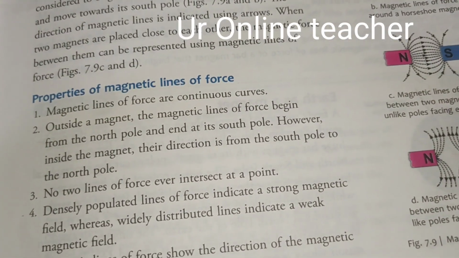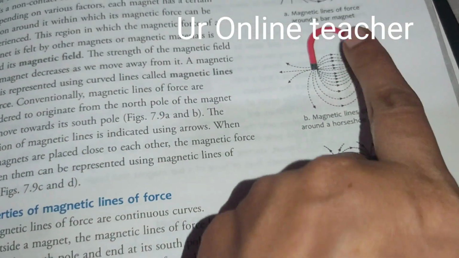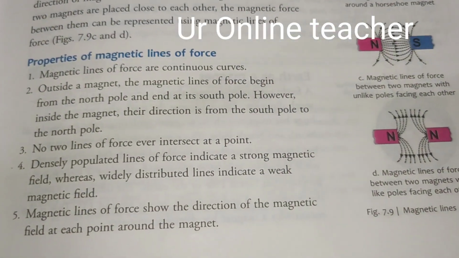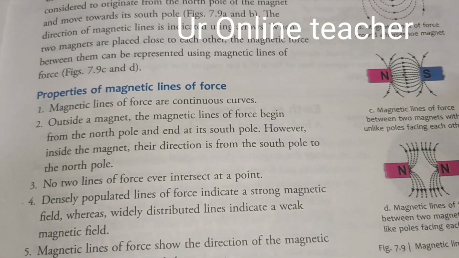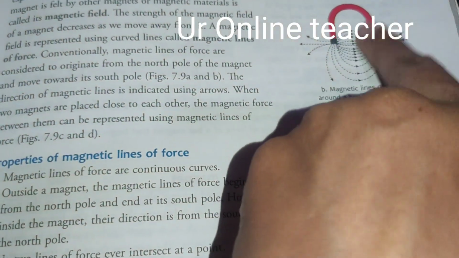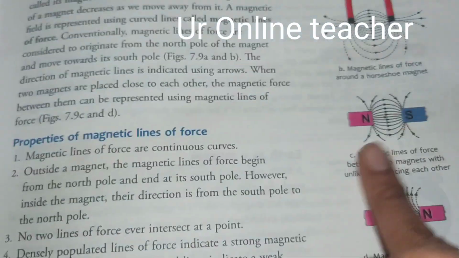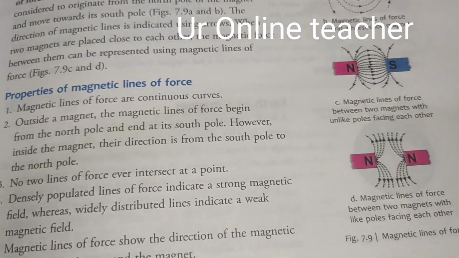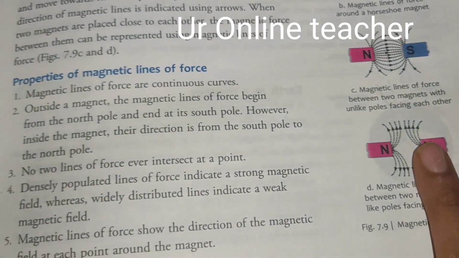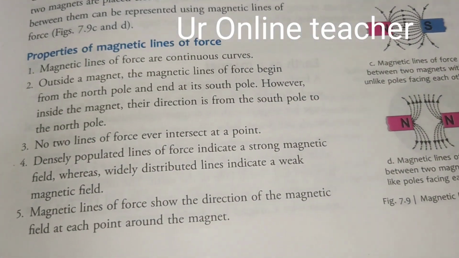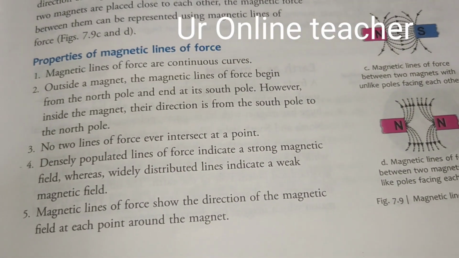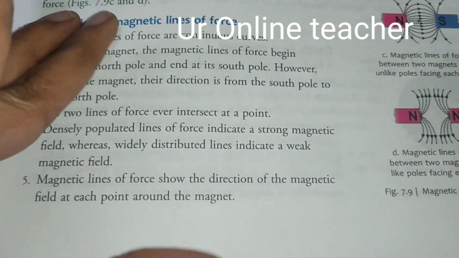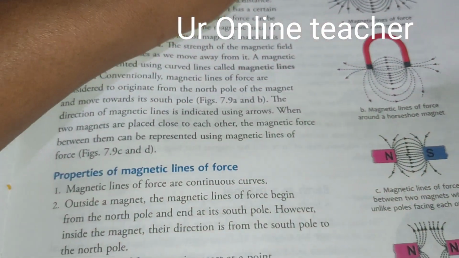No two lines of force ever intersect at a point. Densely populated lines of force indicate a strong field. If there are many lines, densely populated, it means a strong magnet. Widely distributed lines, if the lines are far apart, mean a weak magnetic field. Magnetic lines of force show the direction of the magnetic field at each point around the magnet.